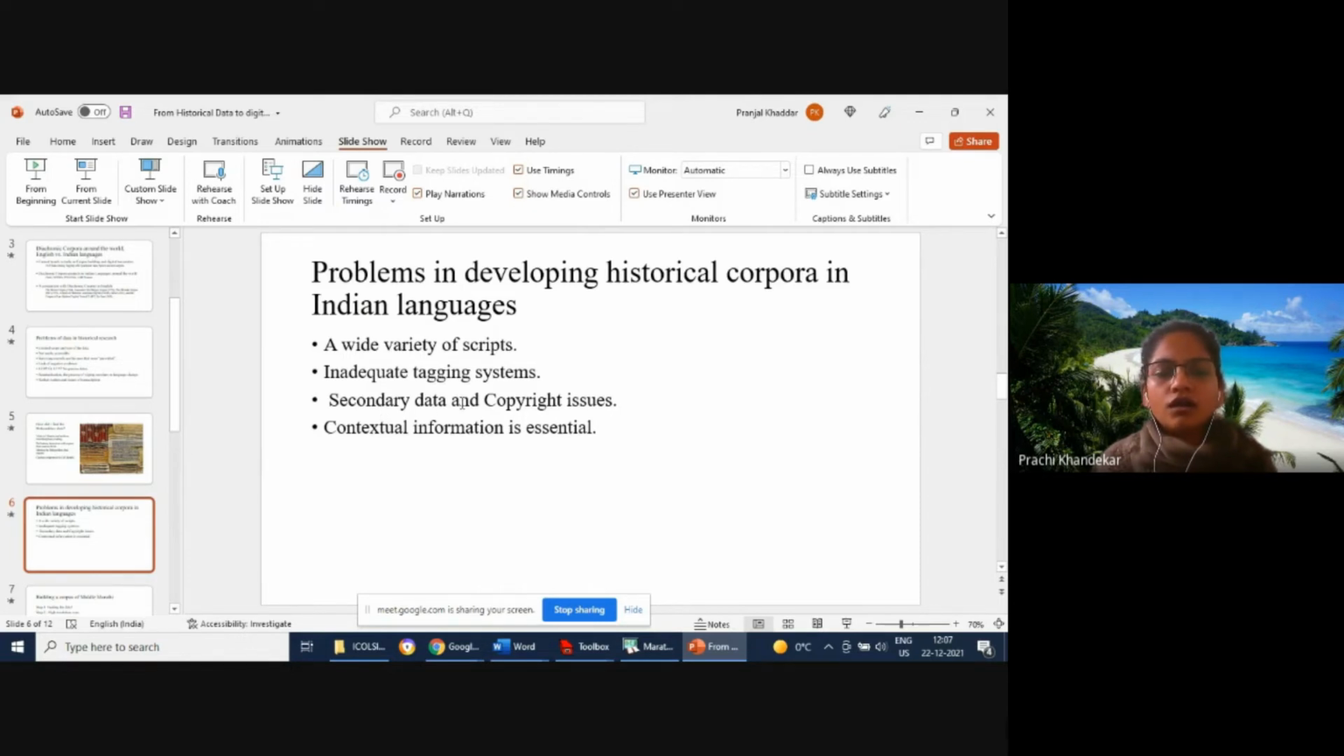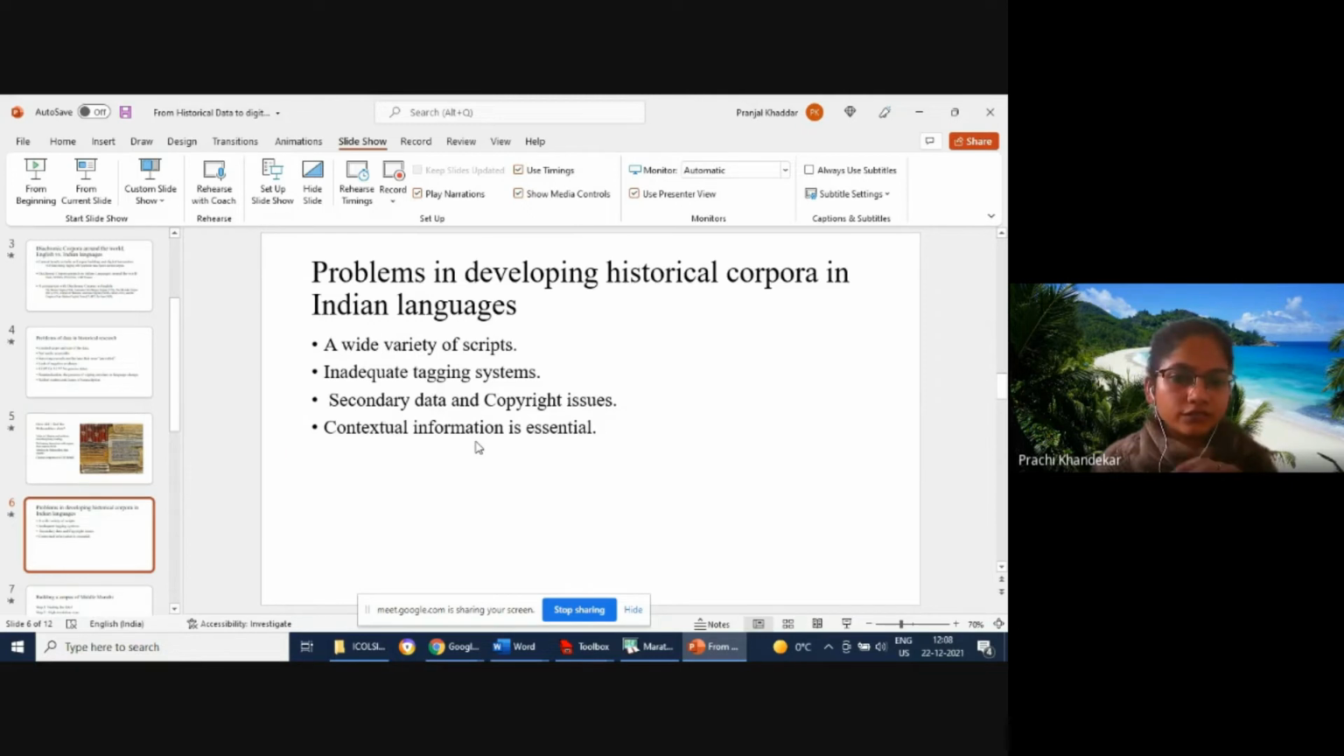Also, the data that you have is not your own. It's not like you have collected that data on your own. It's definitely secondary data which was meant for some other purpose, and you are using it for linguistic analysis. So there are a lot of copyright issues, which means that even if you can collate a historical corpora, you cannot freely make it public. There are a lot of permissions that are needed in order to overcome the copyright issues. That is usually a very lengthy process.